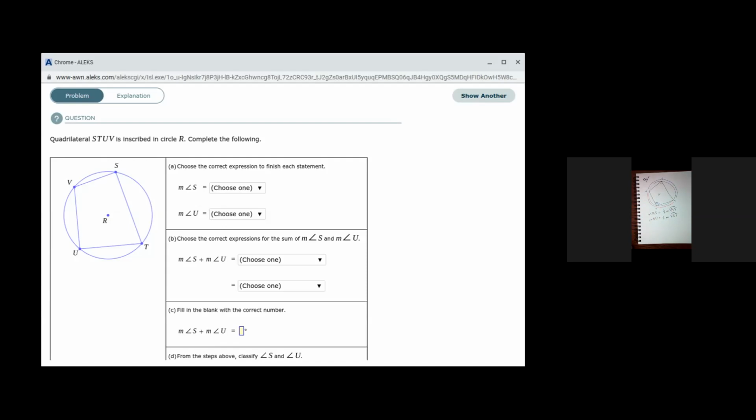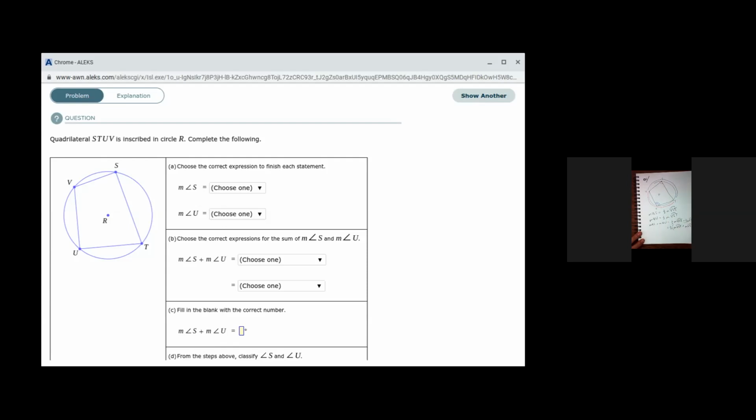The measure of S plus the measure of U, so let's just add those two up. The measure of angle S plus the measure of angle U equals, well, S is 1/2 of that, and U is 1/2 of that. So that's equal to 1/2 the measure of arc BUT plus 1/2 the measure of arc VST. I see these both have a 1/2 in front, so we can pull that out. So it'll be 1/2 the measure of arc BUT plus the measure of VST.